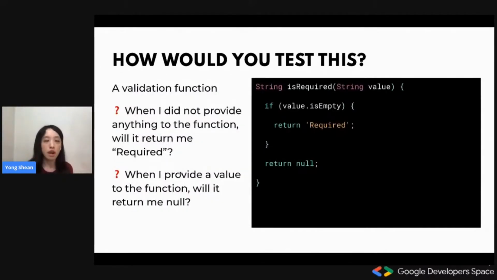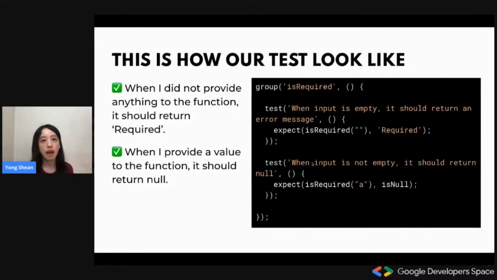So yep, when you are writing the test, you should ask yourself a few questions. For me, I will ask, okay, if I did not provide anything to the function, will it return me required? And the second question, I will say, okay, if I did provide a value to the function, will it return me null? Null means there is no error message or anything returned. Okay, so this is how your test would look like.